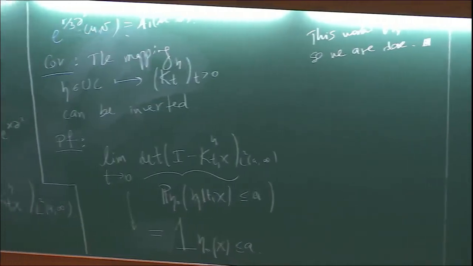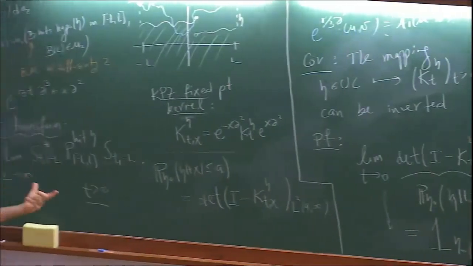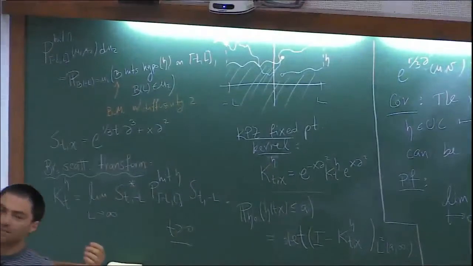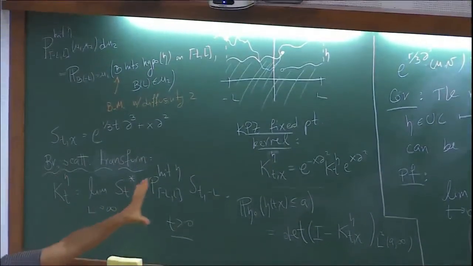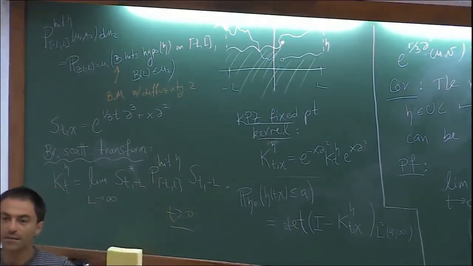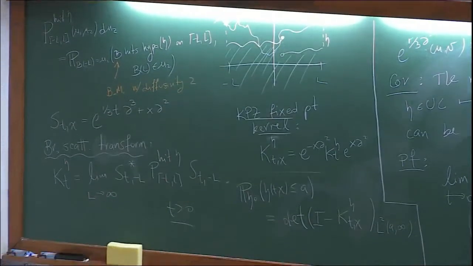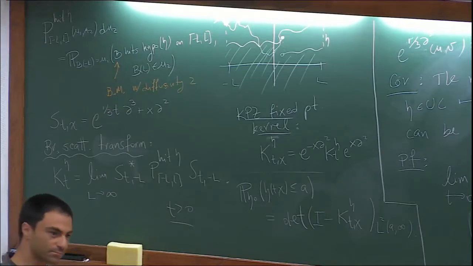That's one reason for the name, the Brownian scattering operator. I'm sending this information from -infinity, seeing what happens at +infinity, scattering off this hypograph. And if I only give you that information, I can recover it. This is just a nice corollary, not part of the main story, but it's somehow appealing, I think. Okay.